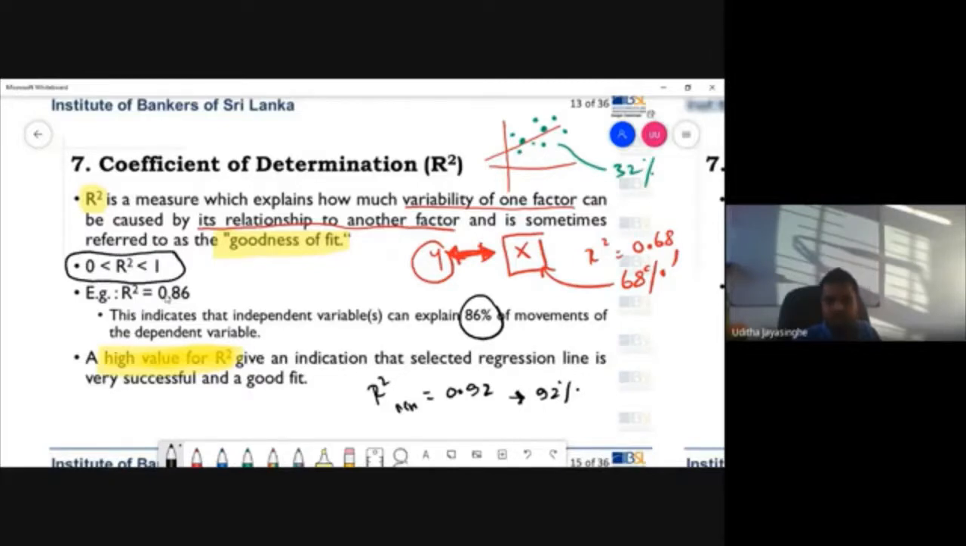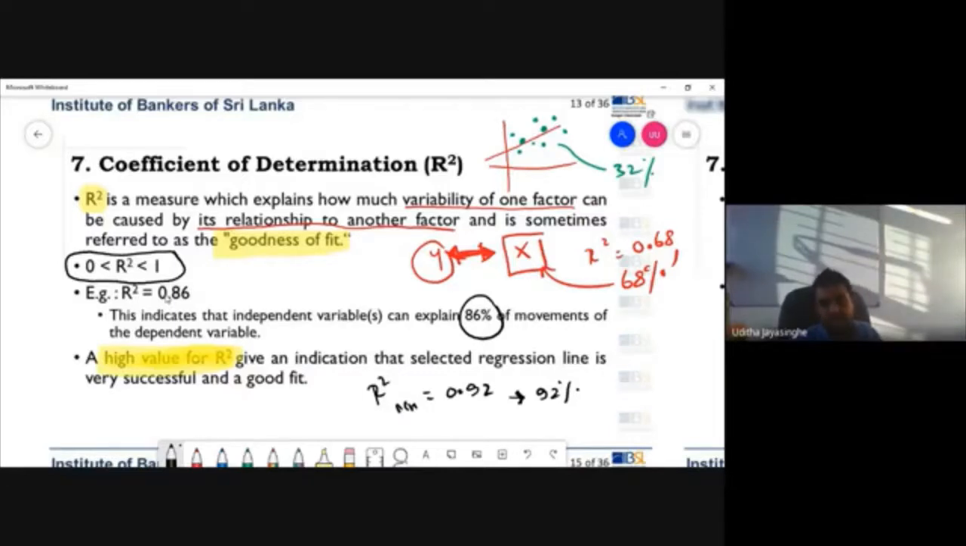So what do you mean by the 0? It's an absolutely bad line. There's no relationship, so none of the movements in x can be explained by the y. If it is 1, it's a perfectly fitting line, so all the data points are going through. If it's a simple linear regression, a nice line. If it's a multiple linear regression, different planes, different lines. If it's curvy linear, that can also be an instance, but it's perfectly explained.